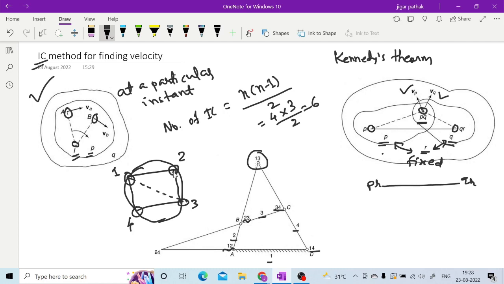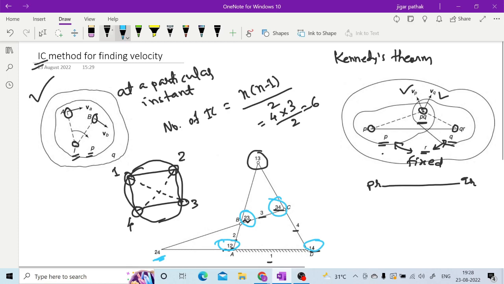Similarly, for getting this 2 4, what you are going to do is extend 1 2 and 1 4. So here for getting 2 4, you are extending 1 2 and 1 4. Similarly, you have to extend 2 3 and 3 4. So here 2 3 and 3 4 are extended in order to get this 2 4. So this is how you need to locate the instantaneous center of rotation, right? So this is how you can locate it.